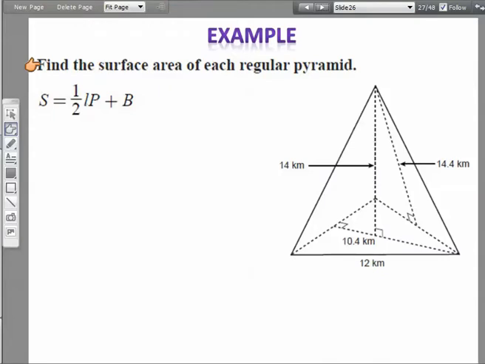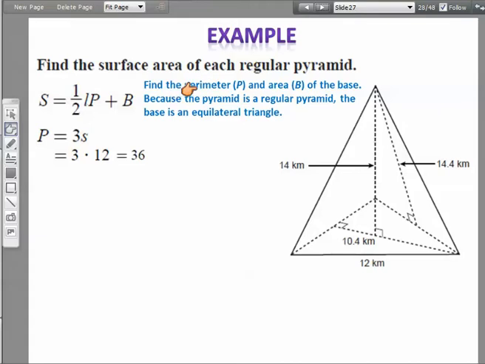Okay, this next example says find the surface area of each regular pyramid. Remember, this is our formula for our regular pyramid. Okay, the first thing we're going to do is find the perimeter and the area of the base. And remember, this is going to be the capital P and the capital B. And because the pyramid is a regular pyramid, the base is an equilateral triangle. Okay, that helps us know that if this side is 12 kilometers, then the other two sides are 12 kilometers.